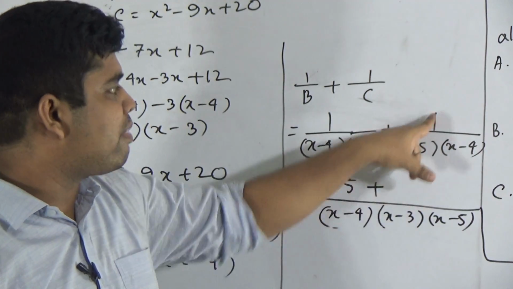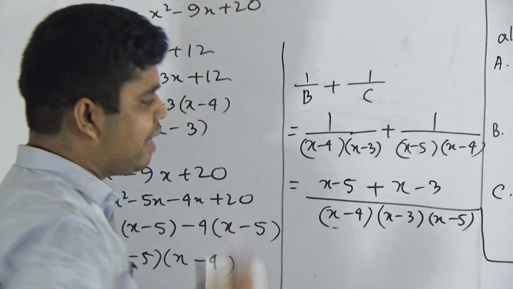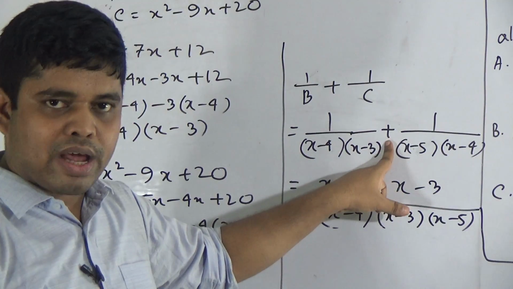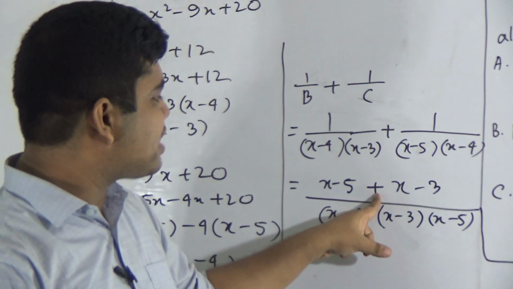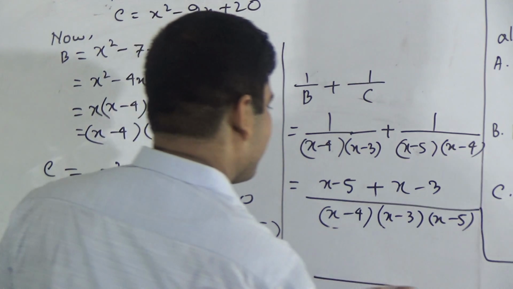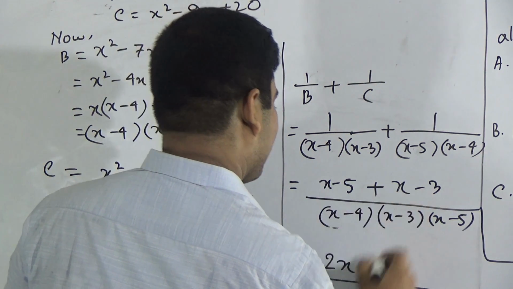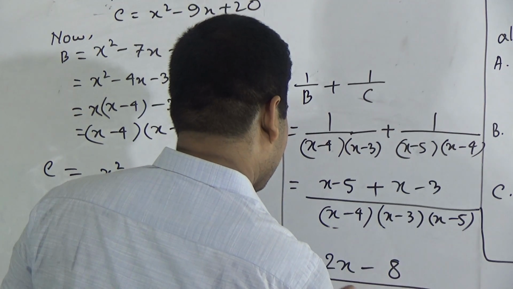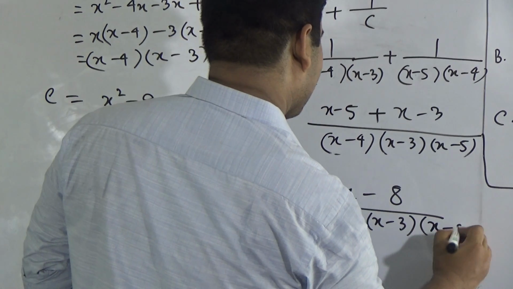That x minus 3 is multiplied with this 1 and we get x minus 3. My dear student, we don't give bracket because this sign is plus. If this sign is minus, then we must give bracket. But here plus means the sign will not be changed. Now we do addition: x plus x means 2x, minus 5 minus 3 means minus 8, so x minus 4, x minus 3 and x minus 5.